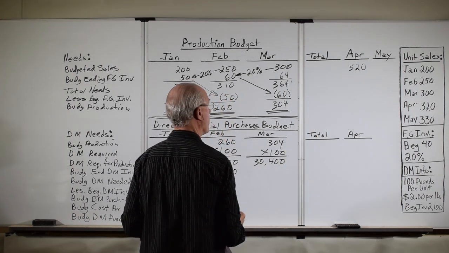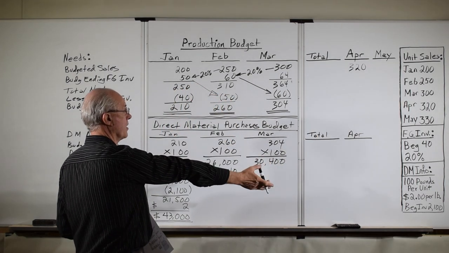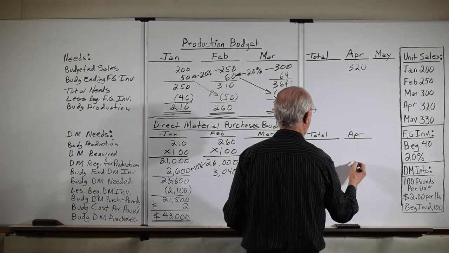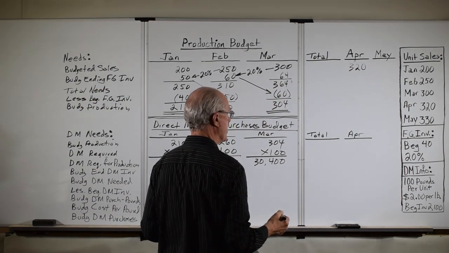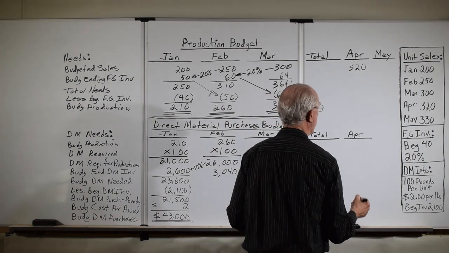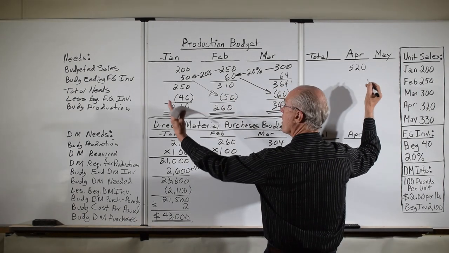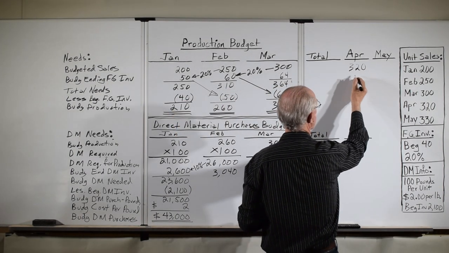I don't have the number. I'm going to go ahead and complete April's numbers all the way down to this point. So what I've got to do is go ahead and do the production budget for April.